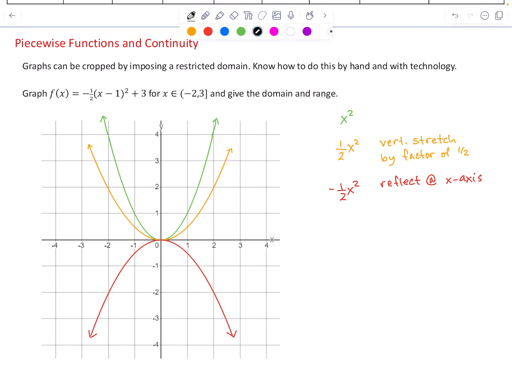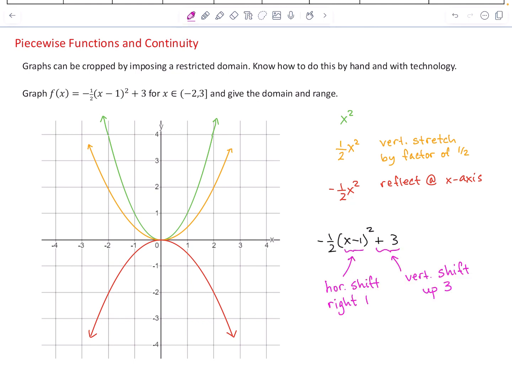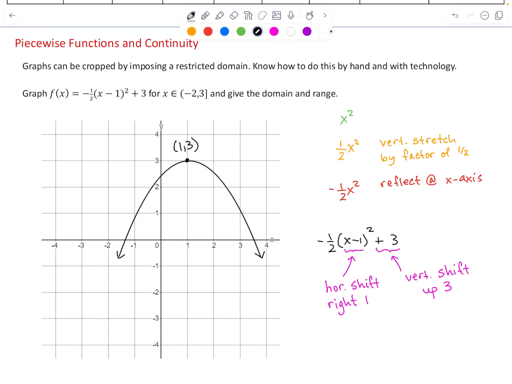Now I will do the horizontal and vertical shifts at the same time. So here we replaced x with x minus 1, and then we added 3 at the end, which gives us a horizontal shift right 1 and a vertical shift up 3. So take this red graph and go right 1 and then up 3, putting our new vertex at the point 1, 3. Now we want to crop this graph between x equals negative 2 exclusive and 3 inclusive.